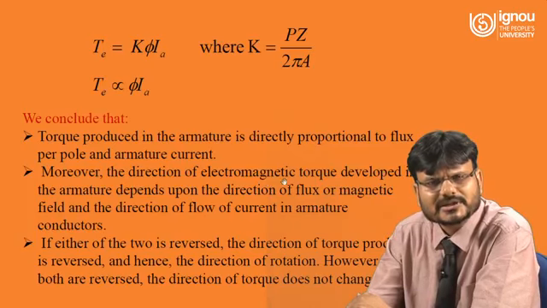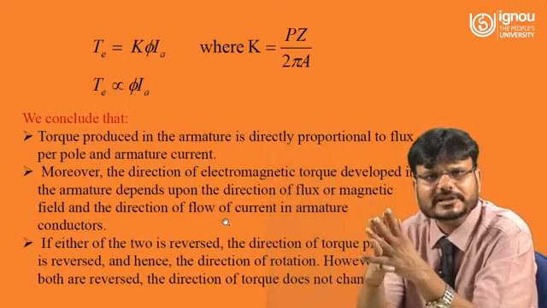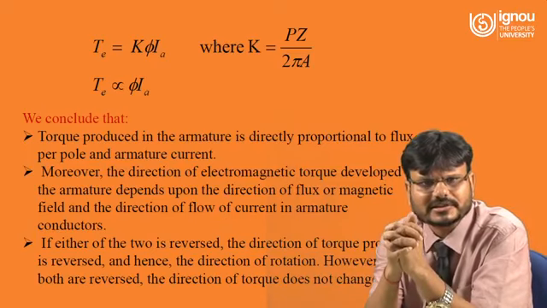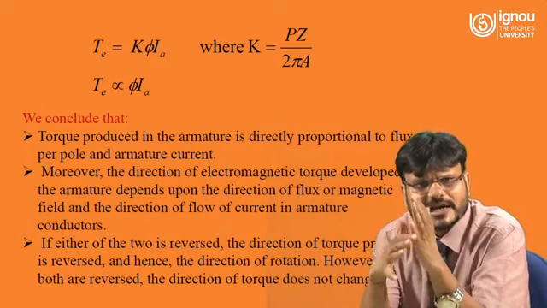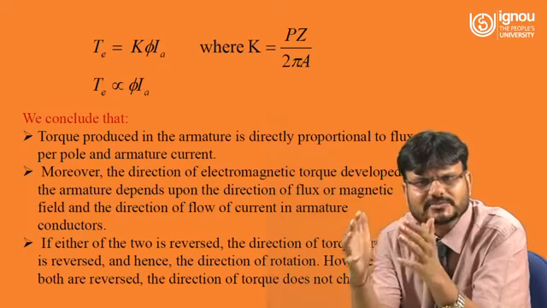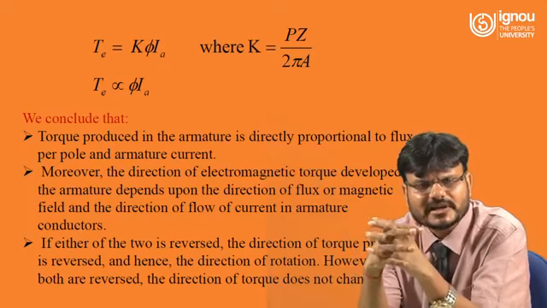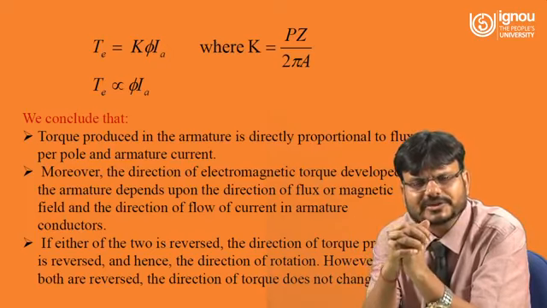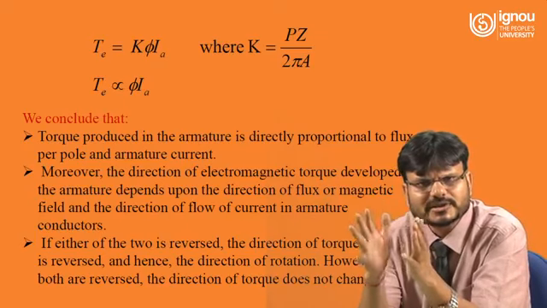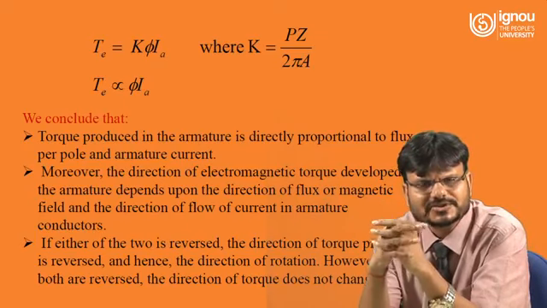The direction of the electromagnetic torque developed in the armature depends upon the direction of the flux or magnetic field and the direction of the flow of current in the armature. If either of the two is reversed, the direction of the torque produced is reversed, and hence the direction of the rotation. However, when both are reversed, the direction of the torque does not change.